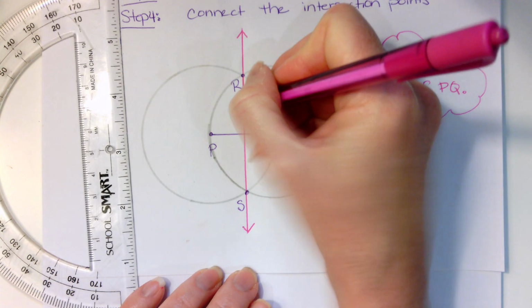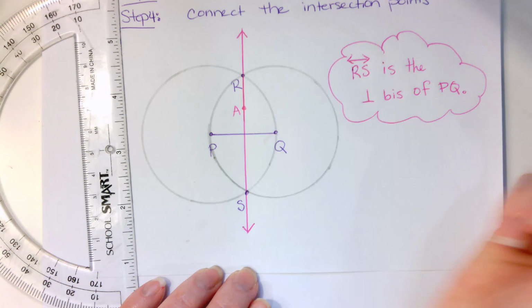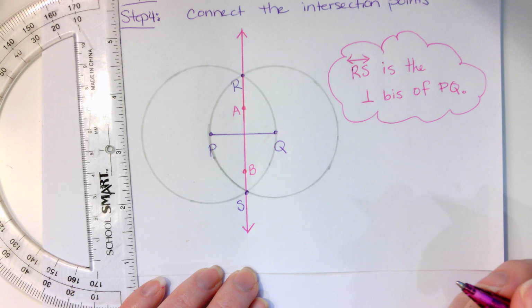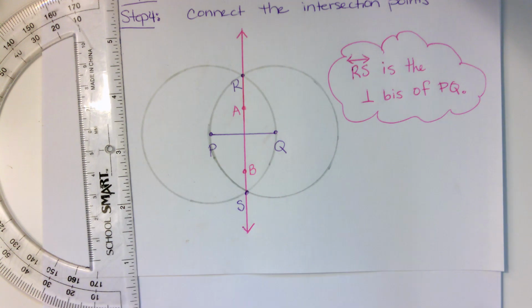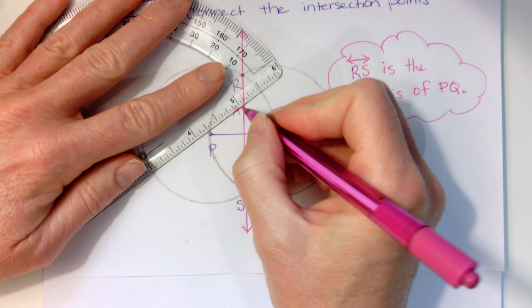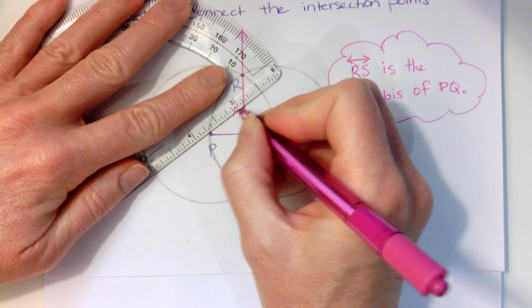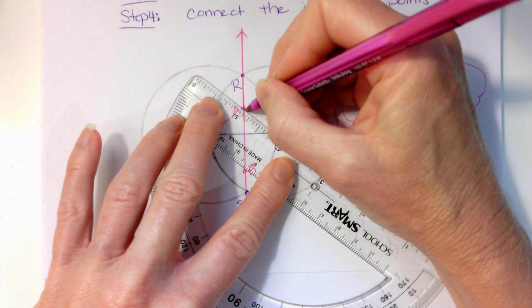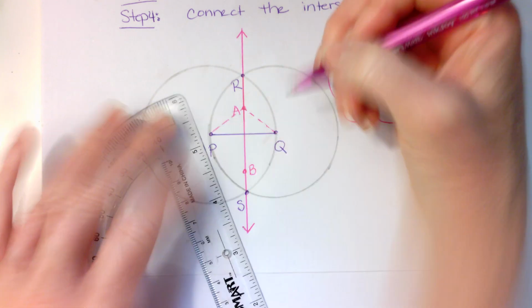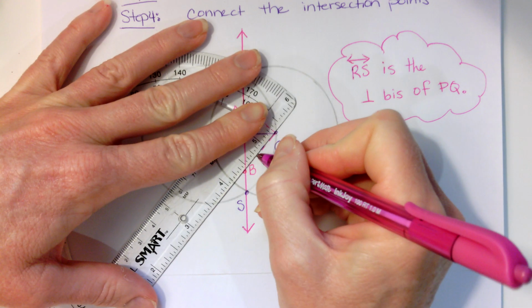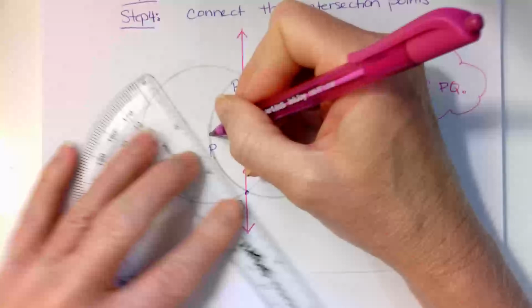Find some point and label it A. Find another point anywhere else. Let's label it B. And let's draw in some dotted lines, dashed lines, very carefully. Let's join A to P. Let's join A to Q. Let's join B to Q. And let's join B to P.